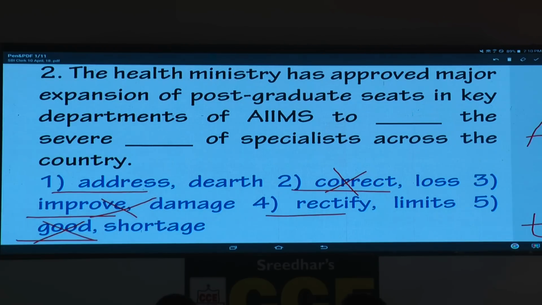So what does it mean? What is the answer here? And one more option is there. To rectify the severe limits of specialists. That also doesn't make any sense. So what is the answer here? To address the severe dearth of specialists.